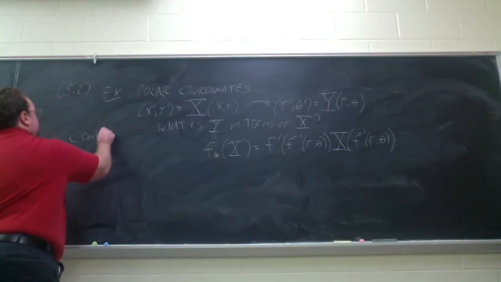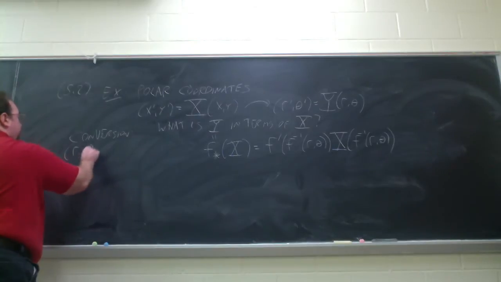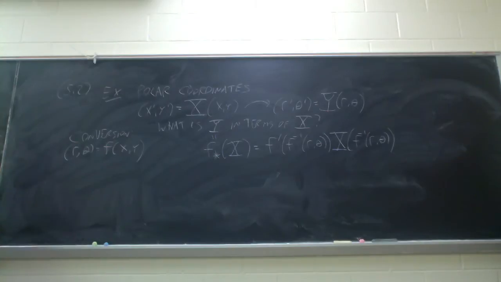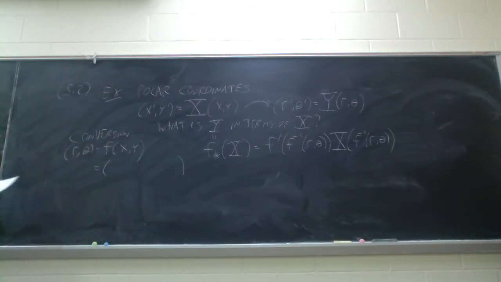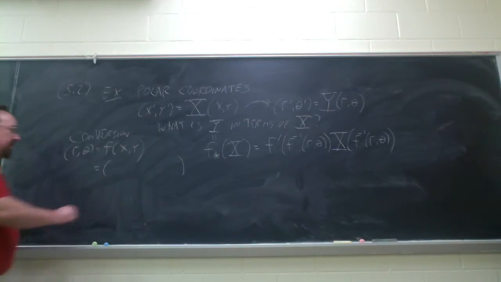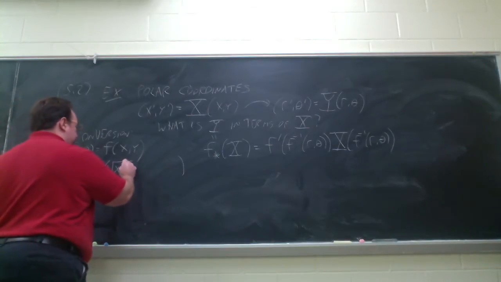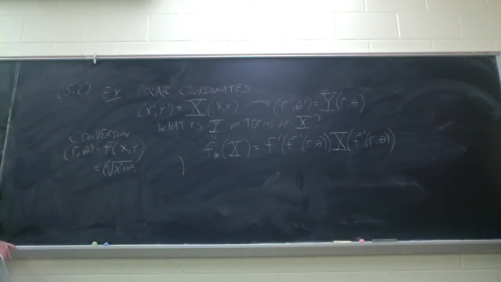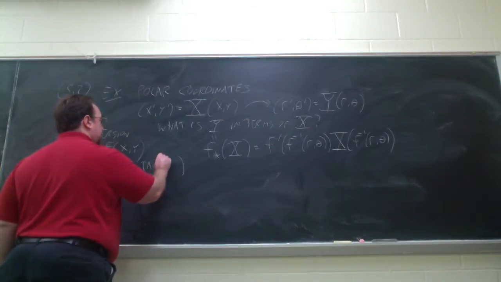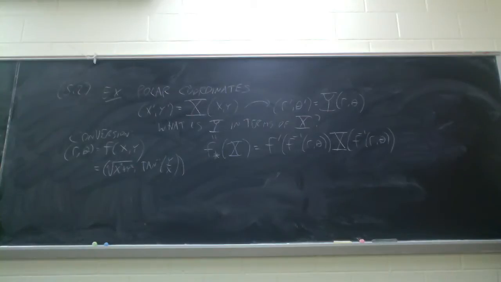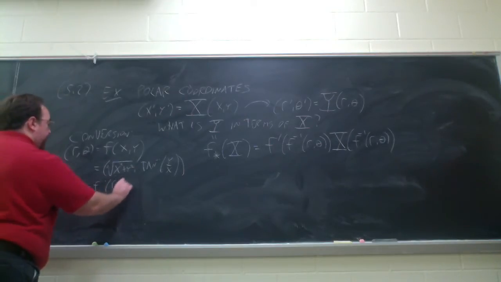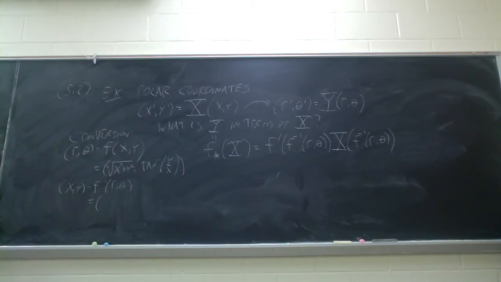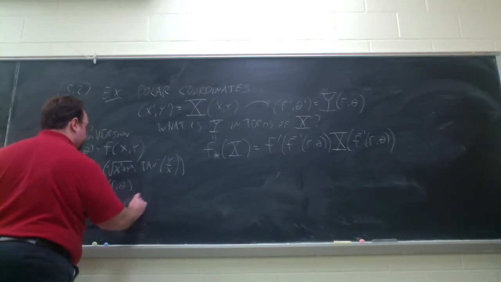So for a conversion, we have r and theta is F of x and y. But because it's polar coordinates, and we're familiar with that, we can write out what that is. So what is r in terms of x and y? Square root of x squared plus y squared. Yeah. Oh, you're thinking of the other way. Yeah. And we'll need that too. Okay, and then what about theta? It's arctangent of y over x. Okay. So that's F, and now F inverse, so x and y is F inverse of r and theta, and that is your sine and cosine. Yeah, r cosine theta, and r sine theta.